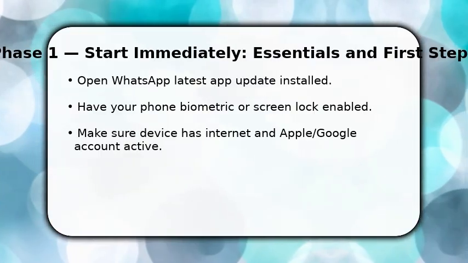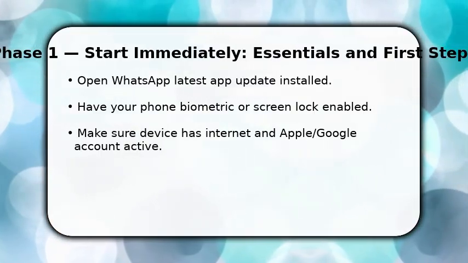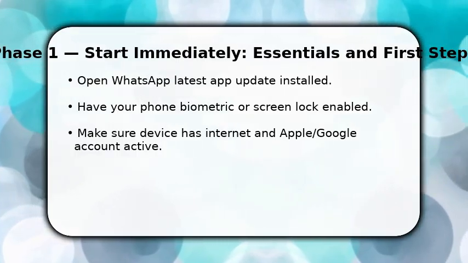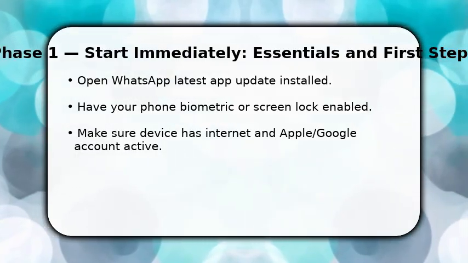Once you approve the system prompt, WhatsApp stores the passkey tied to your biometric or PIN. This replaces passwords, so make sure you understand the local device fallback for recovery.